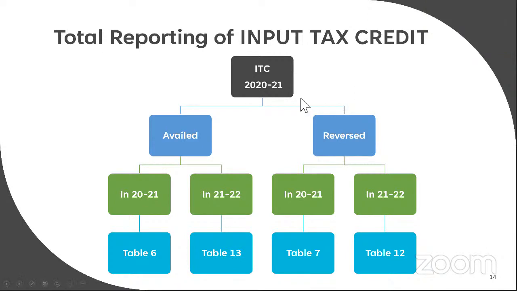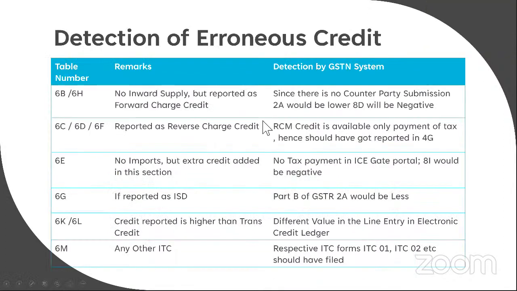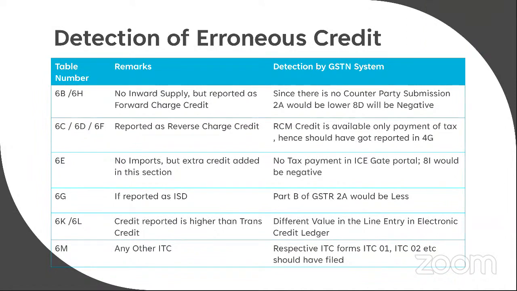Now, you might be wondering, okay, can I make a mistake, or is there a way that if a mistake has happened, it can be detected by the system? So please pay attention to this slide, on how an error can be detected. Assuming I have availed an input tax credit of 100 rupees, and I am now reporting either 50, 70, 120, whatever be the number in GSTR 9. I am reporting a figure other than what I have availed. It could be higher or lower.